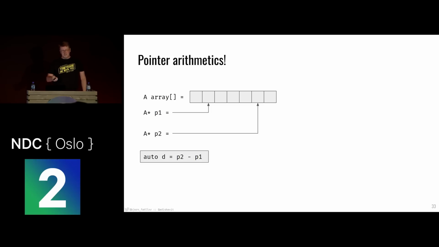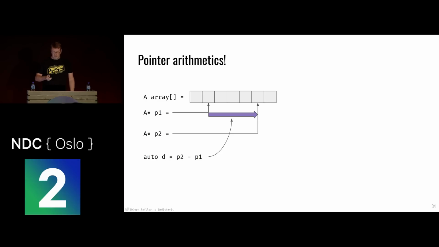In the C standard library, the type of D is ptrdiff_t, which is an integer, which is interesting in itself, but let's not go there. D is the distance, the number of times you must increment the pointer from P1 until you reach P2. And of course, we can go the other way around.